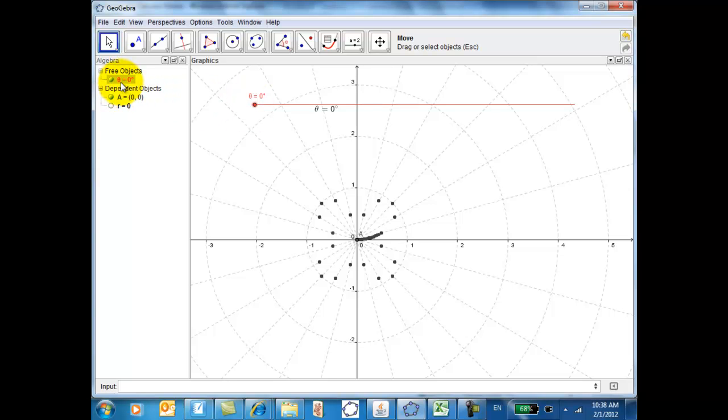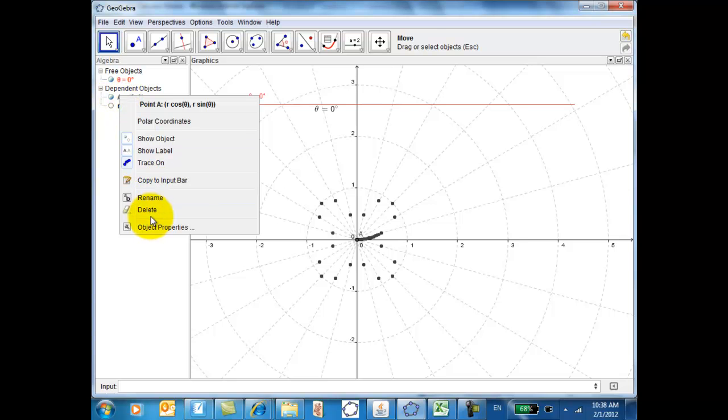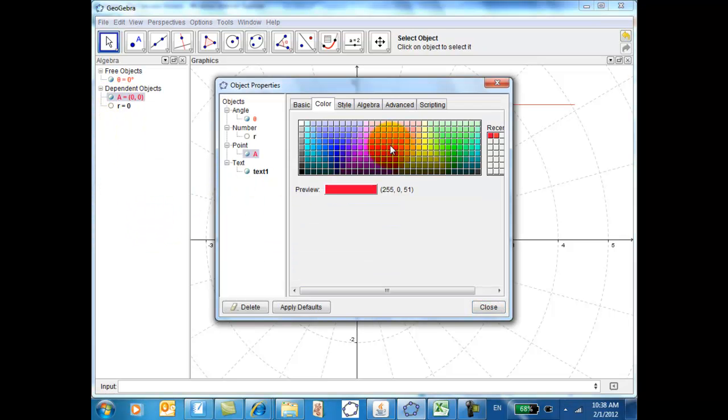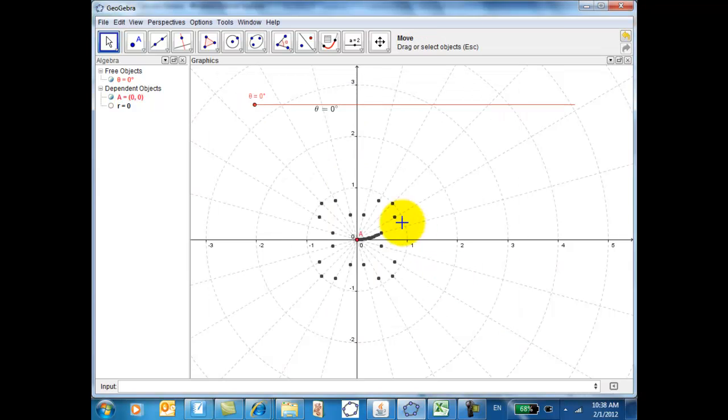I changed the color of this. I want to change the color of the point. Change the point to that. Okay, now we go like this. We're doing the red part now.